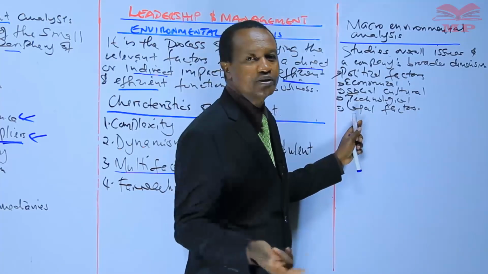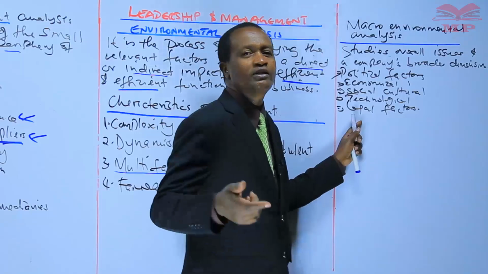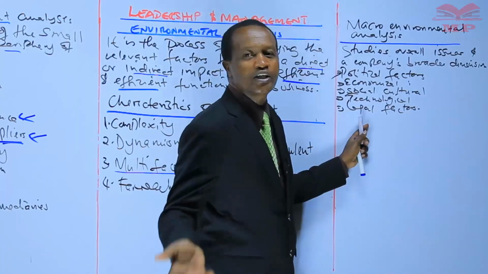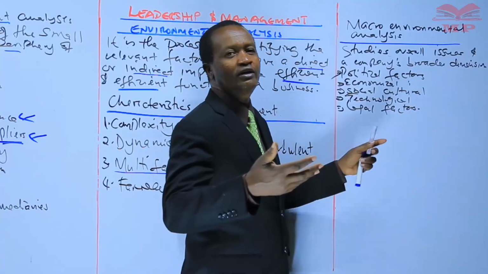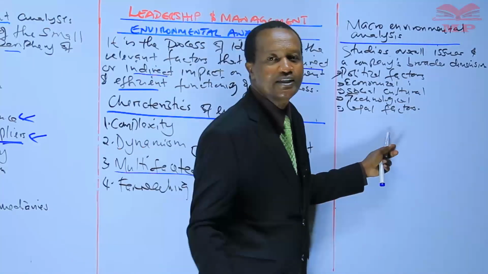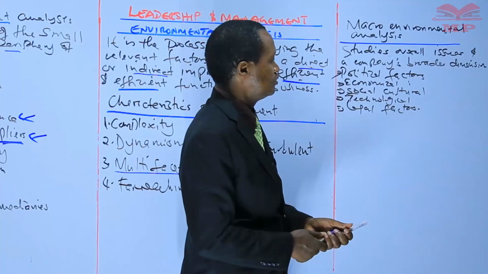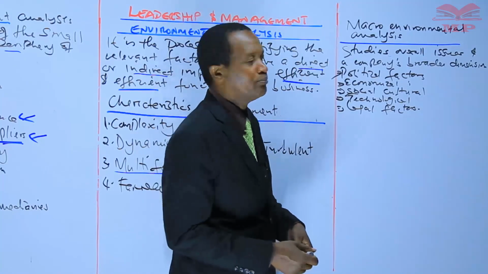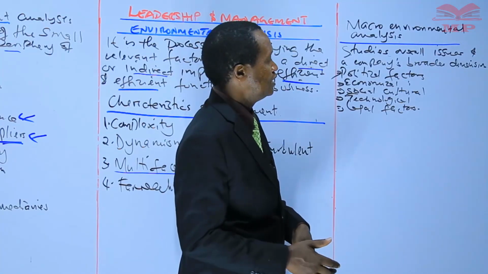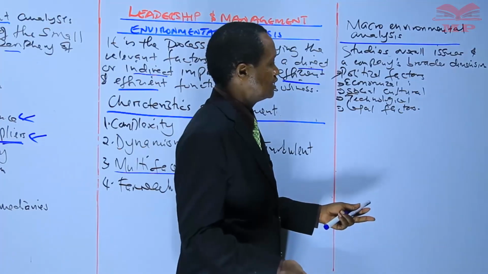Demographic conditions. Now, demography, candidates, is concerned with the population size, the age structure, the geographic distribution, the ethnic mix, income distribution, and so on. So when studying the macro environment, those are some of the factors that are considered.